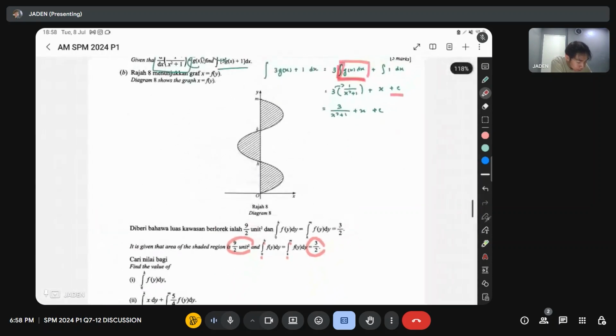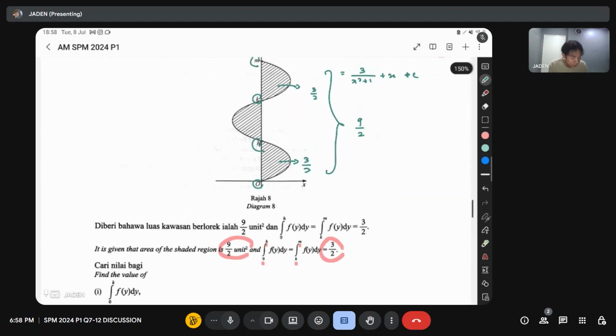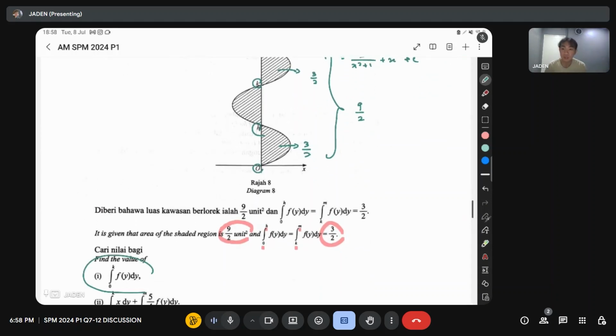Now, that is telling me that this region is 3/2 because k to m, and then 0 to h, this is also 3/2. And then if you add up everything, it's 9/2. This is all the information given in the question. So what they want us to find is the value of 0 to k.